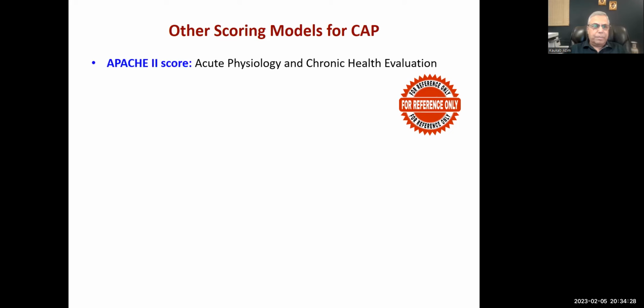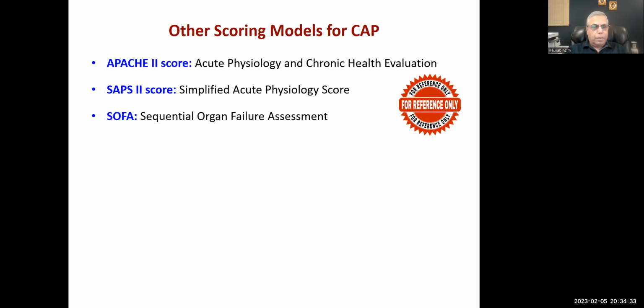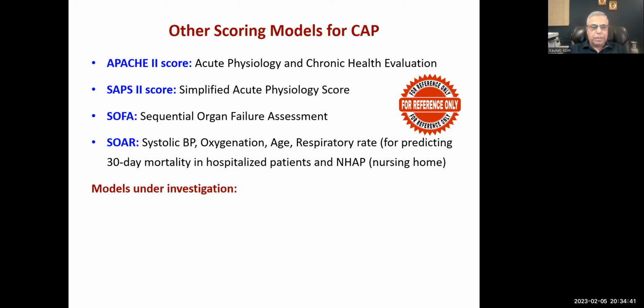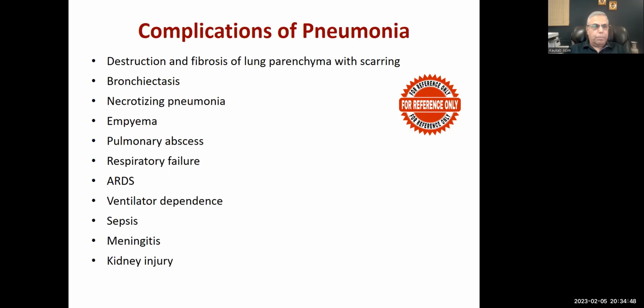I'll just name them: APACHE score, APACHE 2 score, SAPS 2 score, SOFA, which is actually used for sepsis, but you can use it over here. Then SOAR, and models under investigation are PIRO or whatever it is, okay? SMART-COP, and these are the ones.